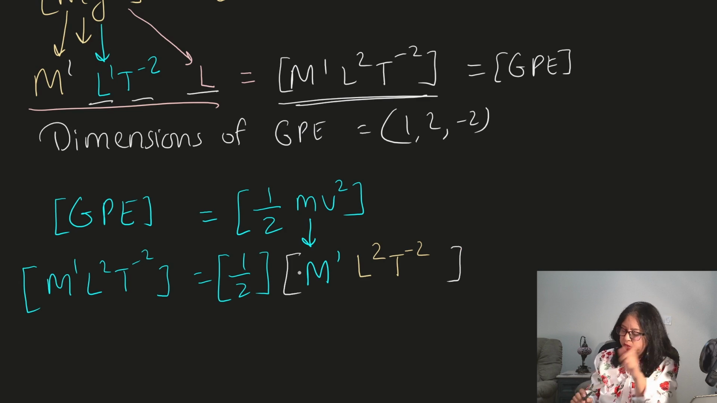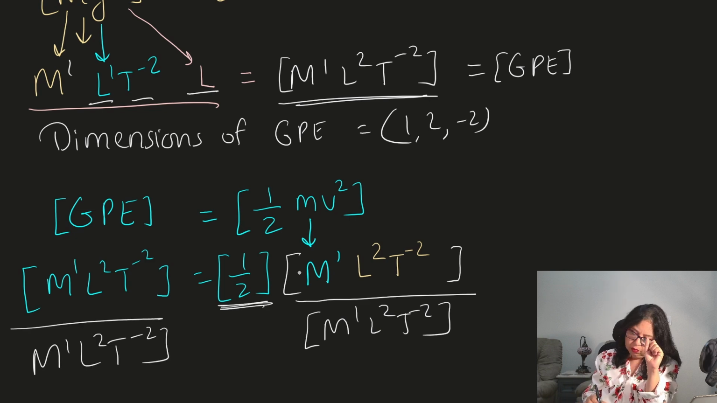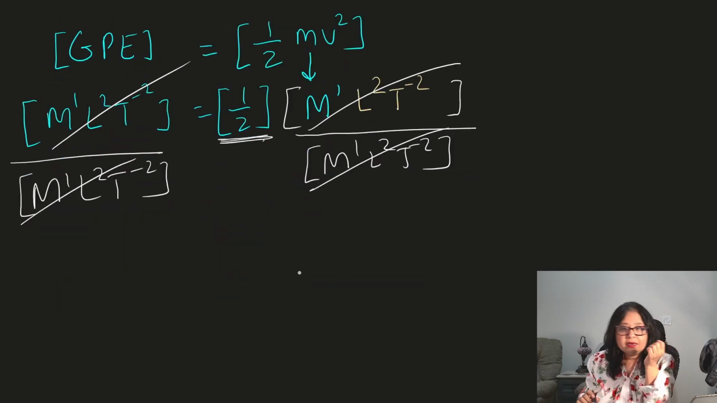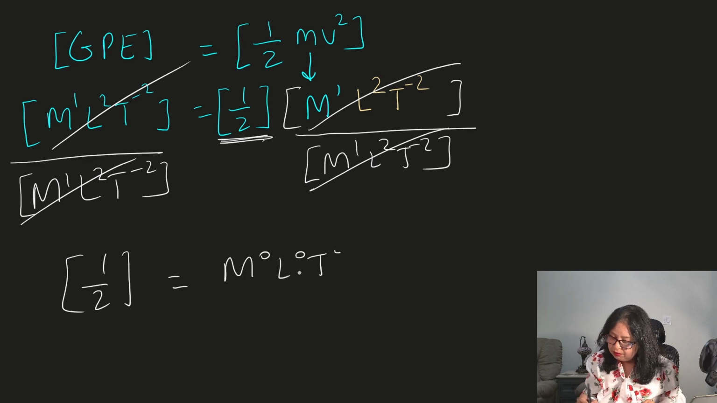All right, so now look at this. I want to find this dimensional formula, 1/2. But it is multiplying this M1 L2 T minus 2. So divide both sides by M1 L2 T minus 2. Cancelled out on the right hand side, but look here. It cancelled out even on the left hand side. So what does this give us? 1/2 dimensional formula is nothing. It's really M0 L0 T0.